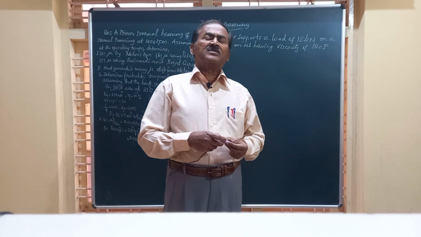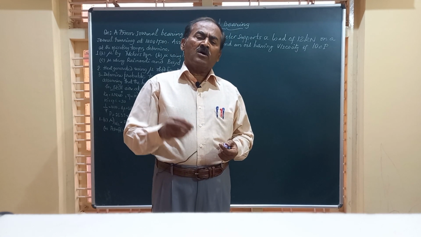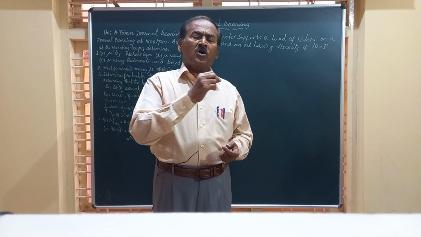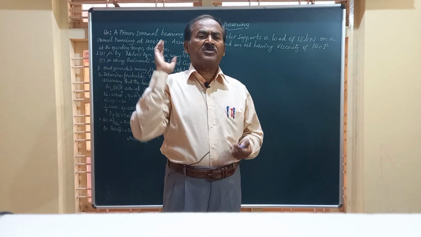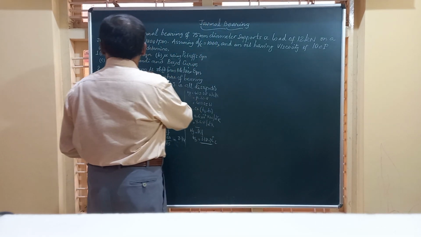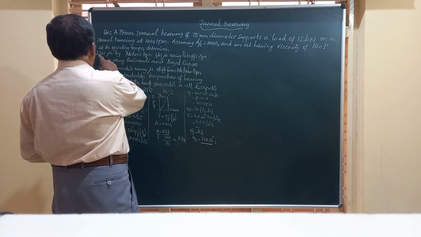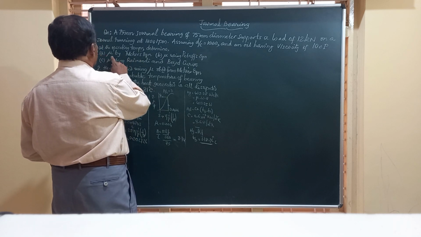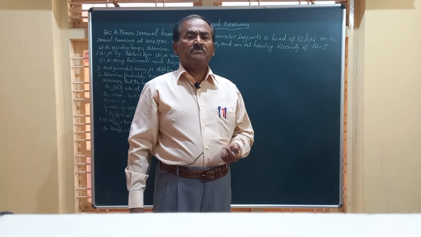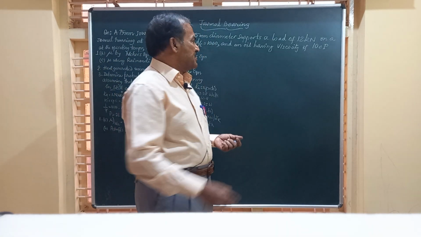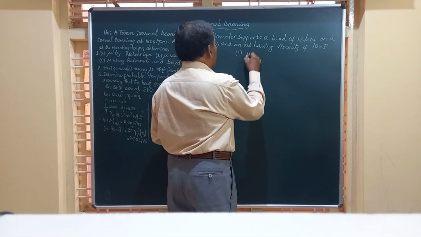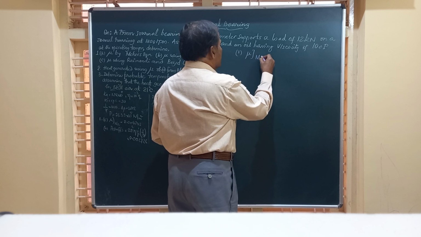And friends, in this problem we are going to make use of almost all the equations related to journal bearing. So let us commence the problem from the first part. In the first part, the A part, find out mu, the coefficient of friction, by Mackey's equation. Friends, so we will start from the first part. I want to find out mu by Mackey's equation.